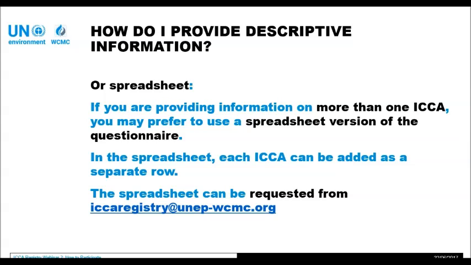An alternative way of providing data is to request a spreadsheet version of the questionnaire. This method may be helpful if you are submitting information on more than one ICCA. It means that each ICCA can be added as a separate row in the spreadsheet rather than filling out a questionnaire for each one. If you wish to use this option, you can request the spreadsheet from the email address shown here.